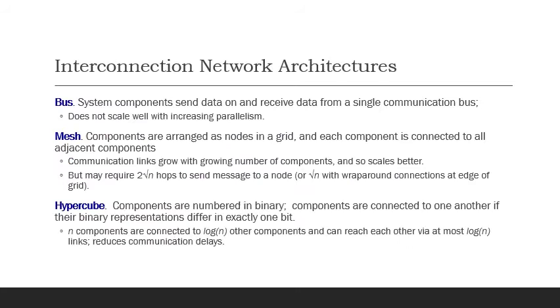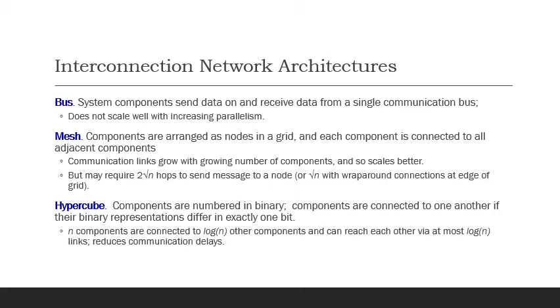First one is bus. System components send data on and receive data from a single communication bus. It does not scale well with increasing parallelism. The second one is mesh. Here, components are arranged as nodes in a grid, and each component is connected to all adjacent components. The communication links grow with the growing number of components in a mesh and so it scales better, but may require 2(√n) hops to send a message to a node, or √n with wraparound connections at the edge of the grid.